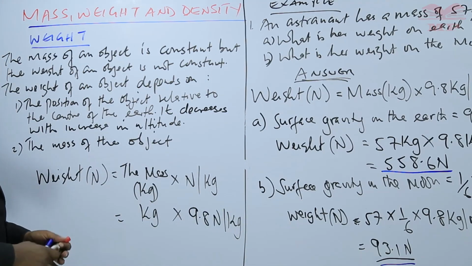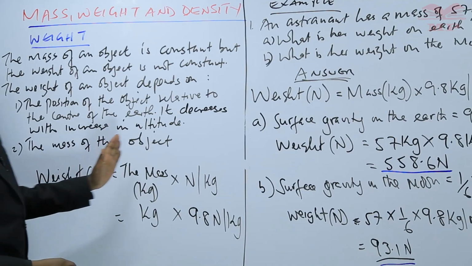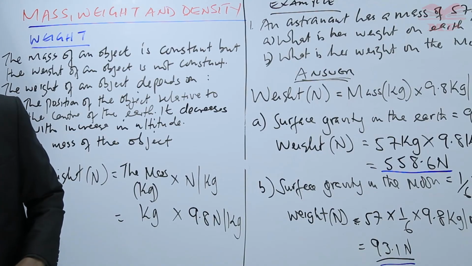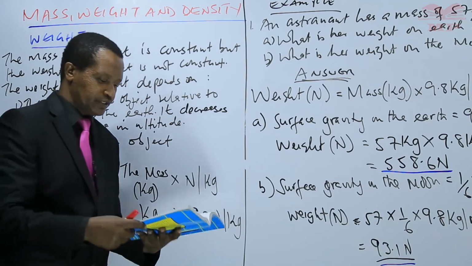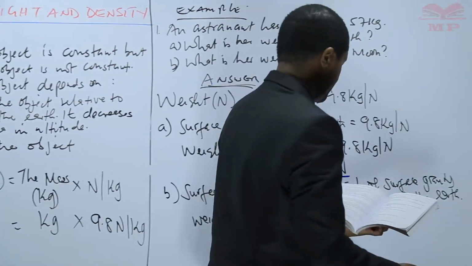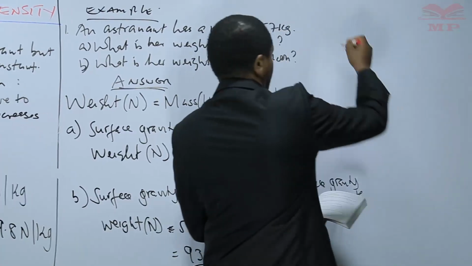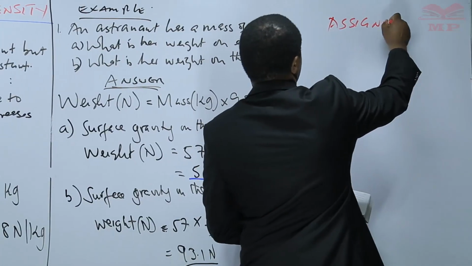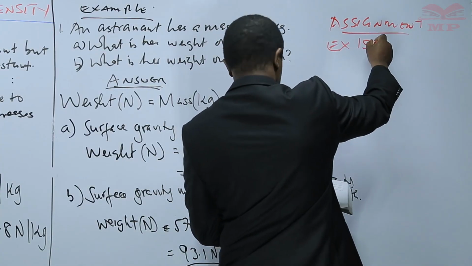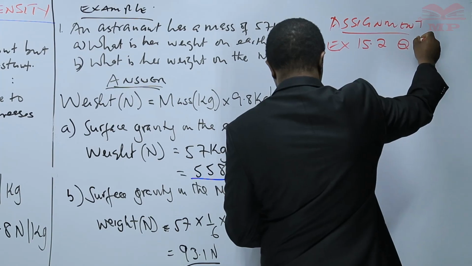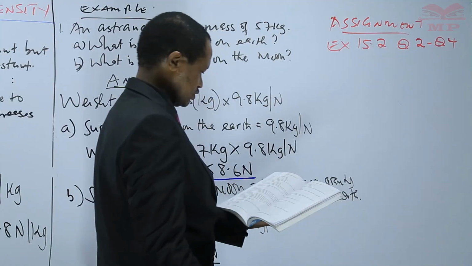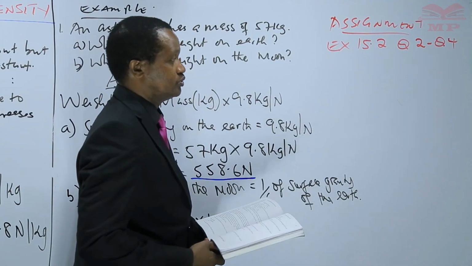In today's lesson, we have gone further and did a few illustrations here. It's now your turn to practice. Remember, this lesson is not complete until you practice from the students' book. I'm giving you an assignment. This is your today's assignment. Go and do exercise 15.2, questions 2 up to question 4, because we had done question number 1. Go and do question 2 up to question 4.